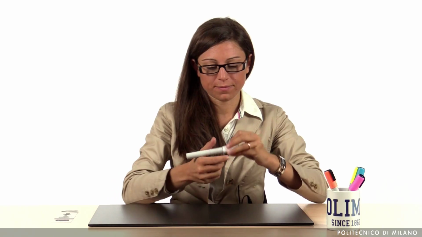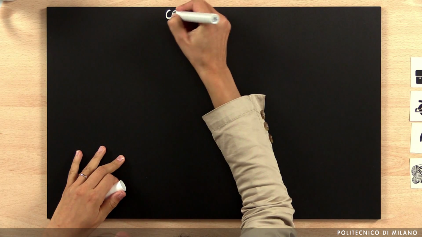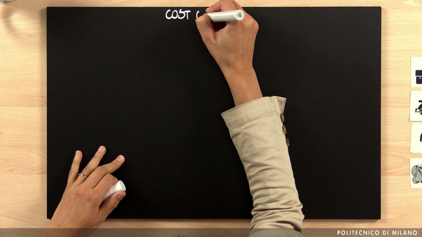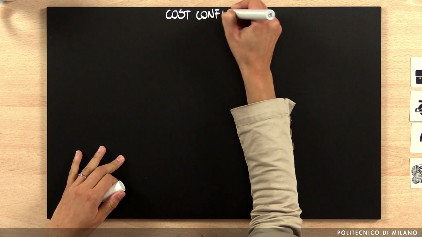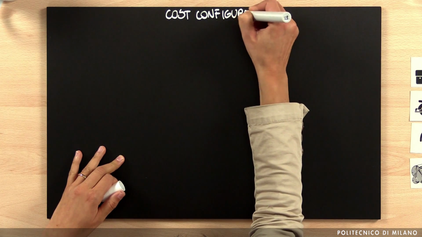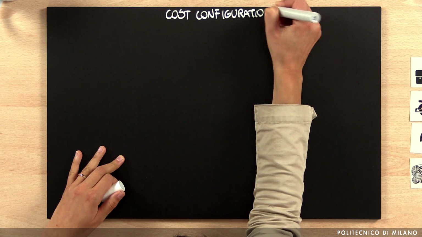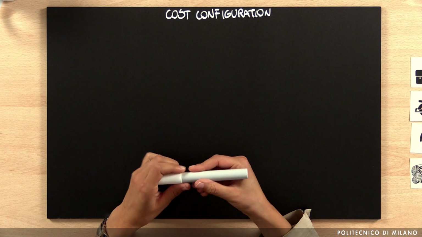In this class we will focus on the topic of cost configuration. So we will deal with the cost configuration. One of the purposes of management accounting is to define the value of the inventories, which is also the value of the product or the services which are realized by a company.